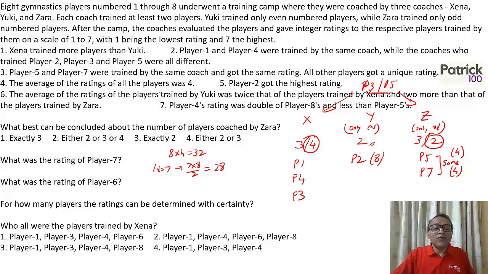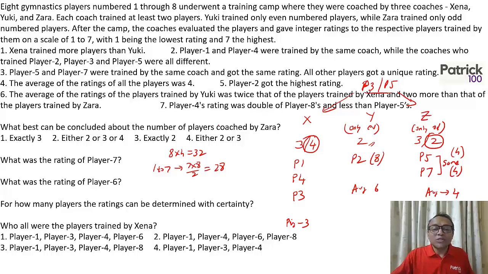The average rating of all the players trained by Yuki is twice that of players trained by Zena and 2 more than players trained by Zara. Zara's average is 4, because only 2 players, both have got 4 rating. Yuki has to be 2 more than that, so his average is 6. Right. So if you look at it, Y is twice Zena, so Zena's average will be 3. So 3, 6, 4.